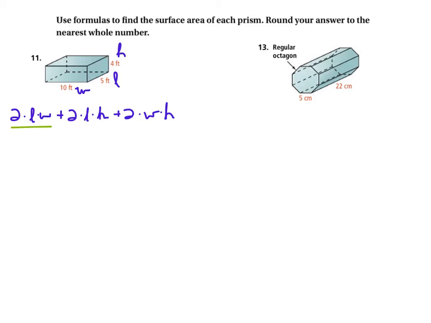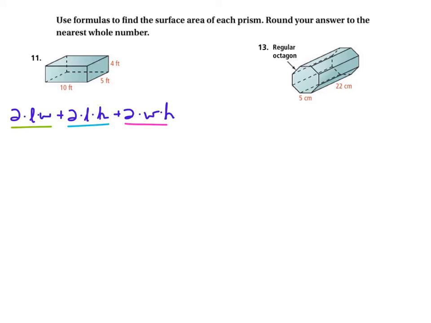So we could say length times width would be that in there and that in there. Okay. Length times height would be that there and that there. And then width times height would be like that back side there and that front side there. Not sure if that last one was super clear, but you get the idea.